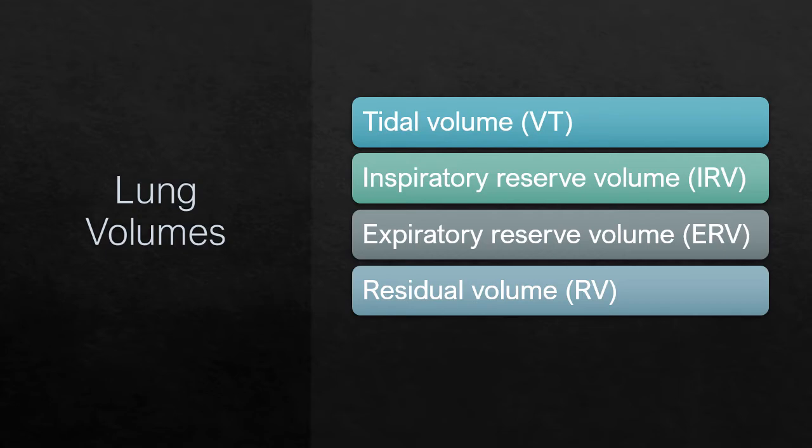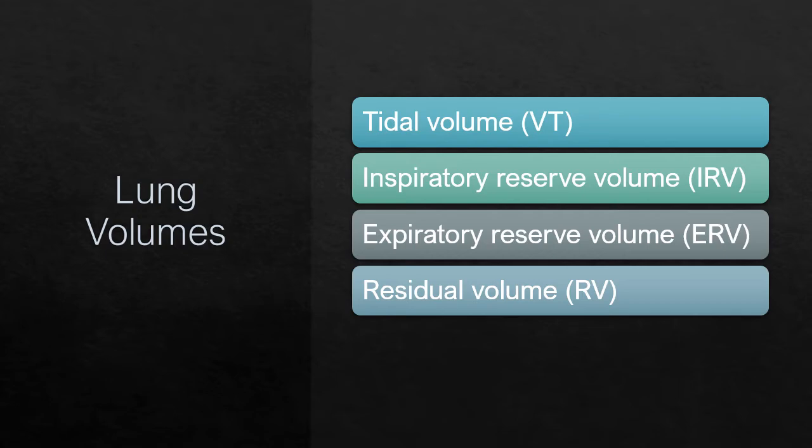The second lung volume that we'll talk about is the inspiratory reserve volume. That is the amount of air that can be forcefully inhaled beyond the tidal volume. It's about 3,100 milliliters in an adult male and about 1,900 milliliters in an adult female.